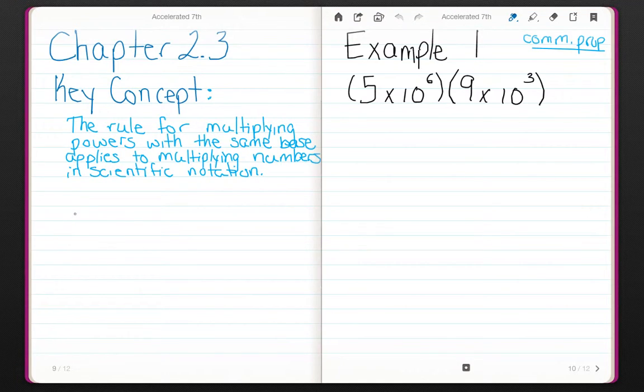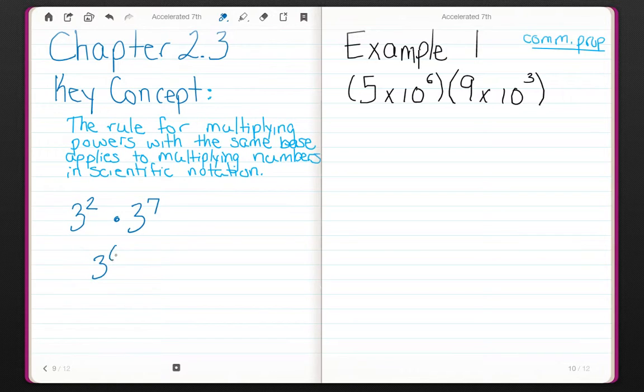and we take, for example, 3 squared times 3 to the 7th power, the base, which is my 3, stays the same, and we add the exponents together, equaling 3 to the 9th power. So we're going to take that idea and now we're going to apply it to scientific notation.